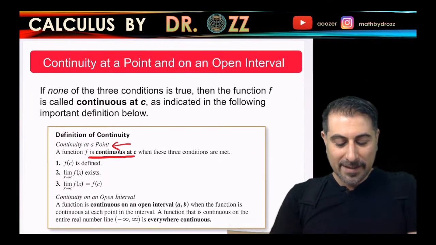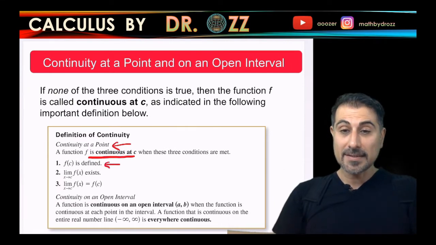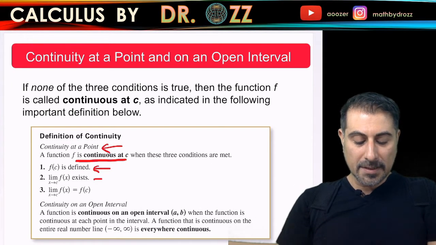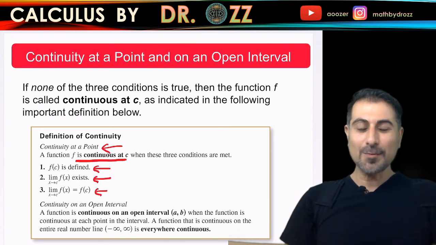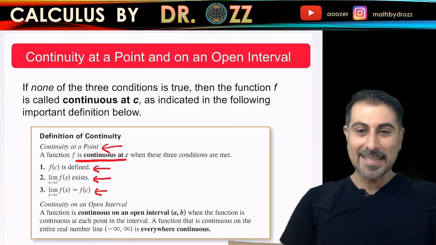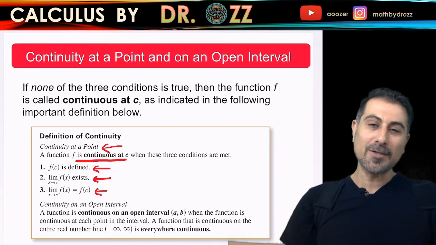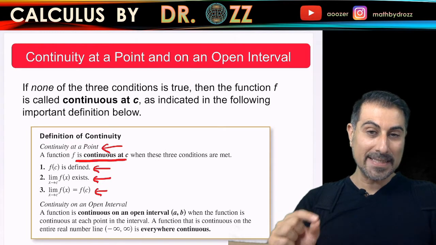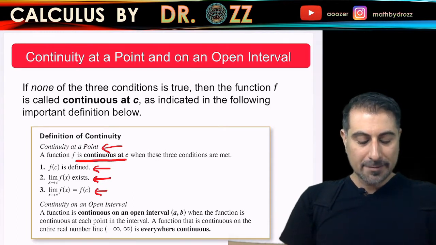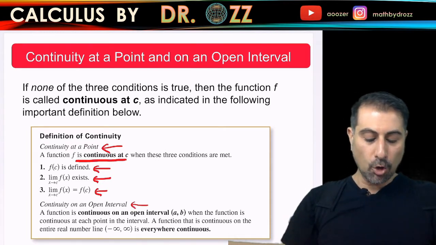In other words, f is going to be defined at c, and the limit at c is going to exist, and the limit value is going to be exactly equal to the value the function attains at x equals c. And if all three conditions are satisfied, then you call that function continuous at a point c. Okay? And how do we define the continuity on an open interval?